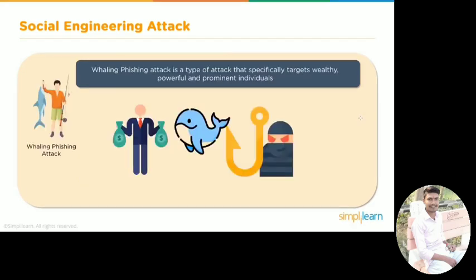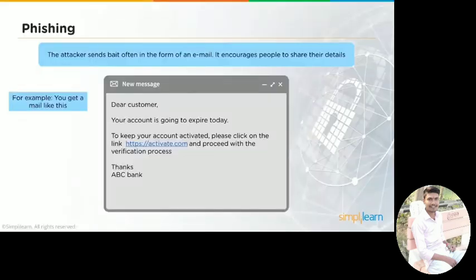Whaling is when you are targeting particularly wealthy or powerful people in the industry. So normally, when you're targeting CEOs, CFOs, high-level management people of an organization, it would be known as a whaling attack. So here the example is where the email has been received. Dear customer, your account is going to expire today. To keep your account activated, please click on the link here and proceed with the verification process. Now here the link that we see, activate.com, would be a hyperlink which is going to mask the actual URL where the link is going to redirect us.